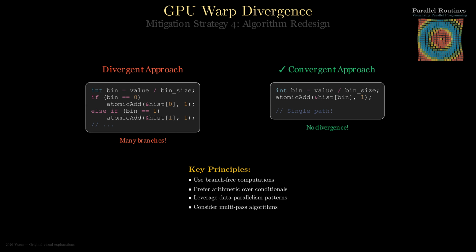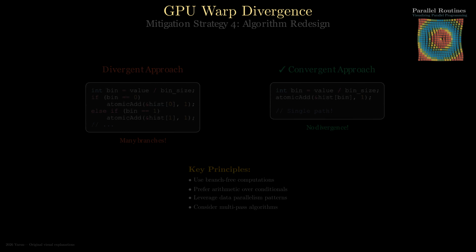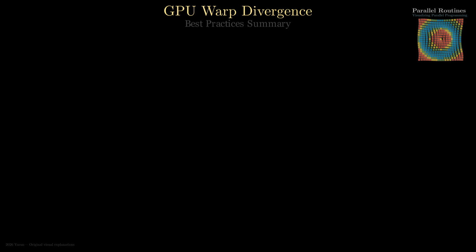Key principles. Prefer branch-free computations. Use arithmetic over conditionals. Leverage data parallel patterns. And consider multi-pass algorithms when single pass creates divergence. Let's consolidate our knowledge into actionable best practices.